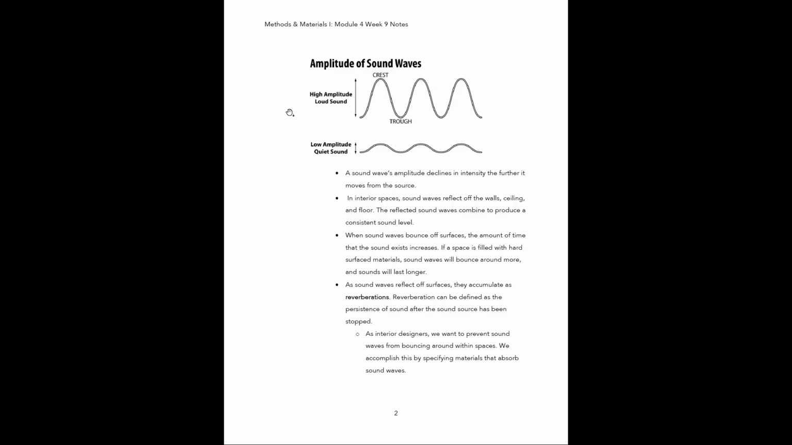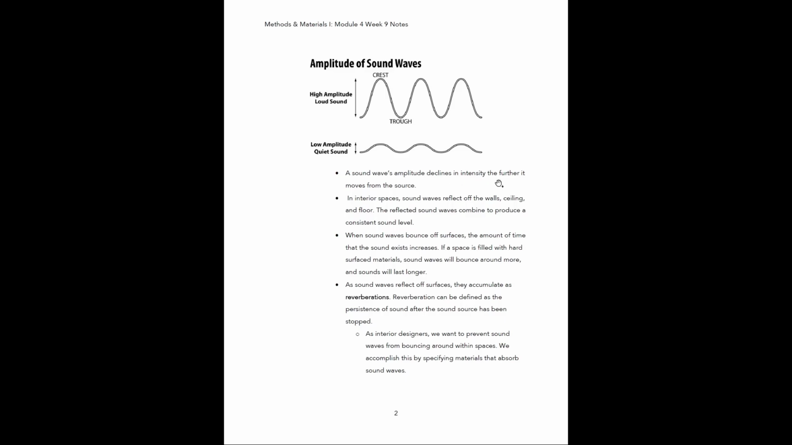So a typical sound wave is going to be represented by a sine wave, as you're seeing here, and the distance between the crest and the trough is going to be your amplitude. Okay, so if a sound wave has a longer distance between its crest and its trough, it's going to have a higher amplitude, and then a sound that has a low amplitude is going to have a very short distance between its crest and its trough.